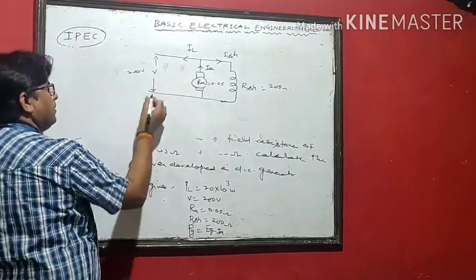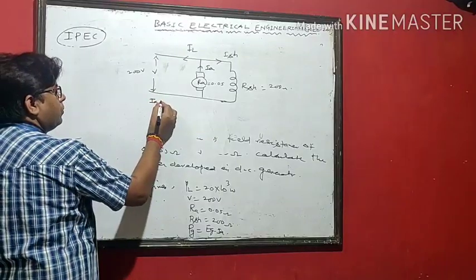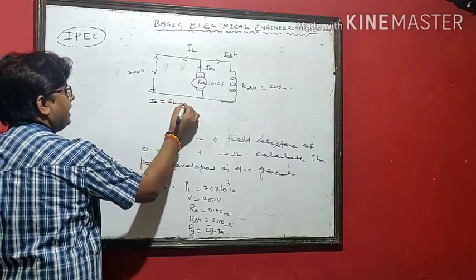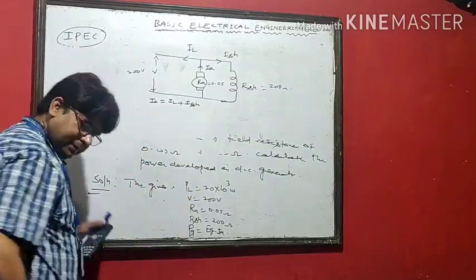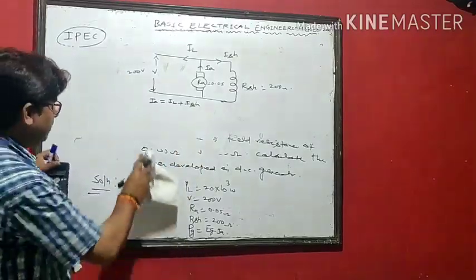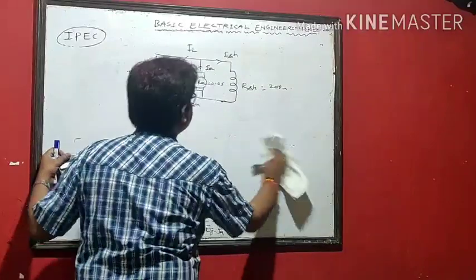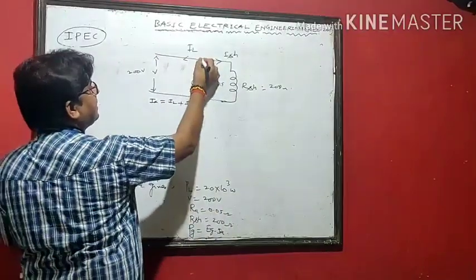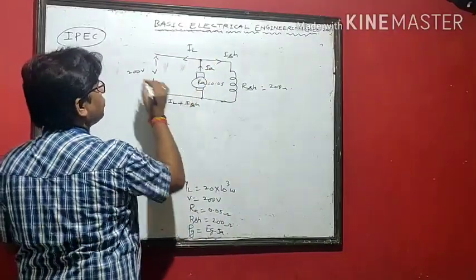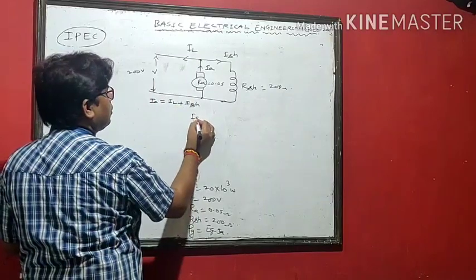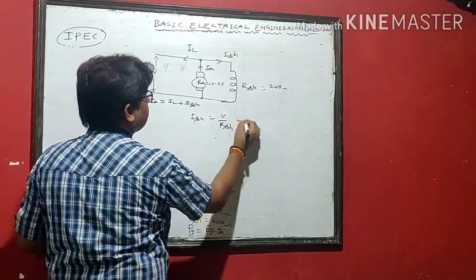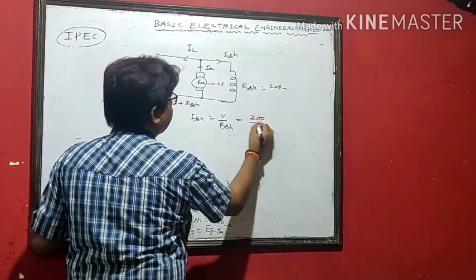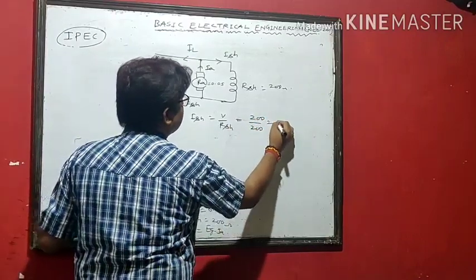Okay, from this diagram, IA equal to IL plus ISH. And what is the value of ISH? Here voltage is 200 volt. ISH equal to V divided by RSH, that is 200 divided by 200, that is 1 ampere.